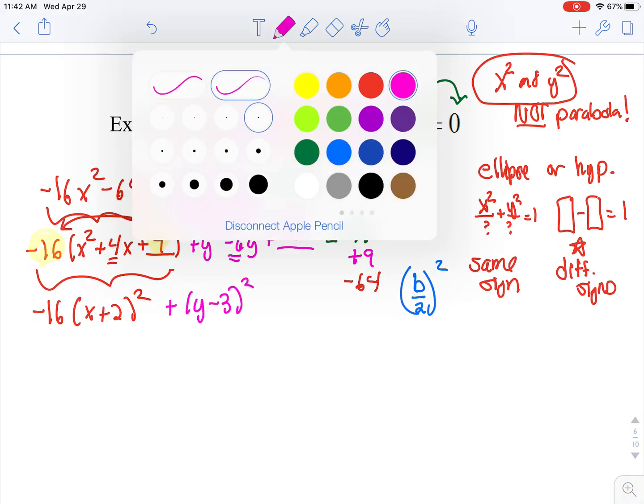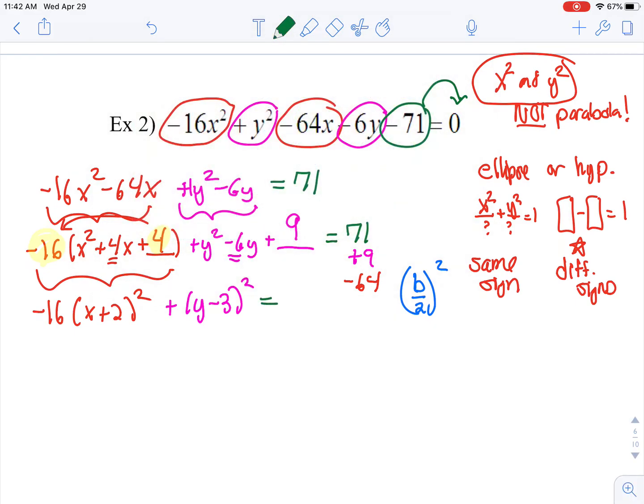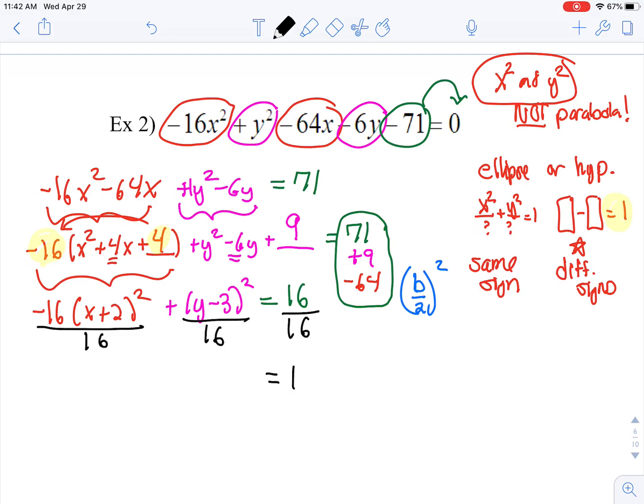And on the other side of the equation, when I add 71 plus 9, that's 80, minus 64, we've got a 16. So we've at least got these groups. We've got the x's together, the y's together. We've grouped things. But the other big thing is that it still doesn't say equals 1. So just like we did before, our next step is that we're going to divide by 16 so that it will say equals 1. We're going to divide everything by 16.